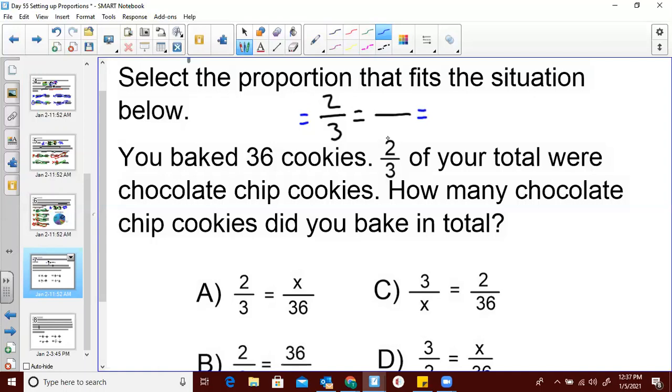All right, it's saying for every 3 cookies, 2 of them are gonna be chocolate chip. All right, 2 of them are going to be chocolate chip. That's what 2/3 means. So your total is 3, and out of your total, you get how many were chocolate chip.